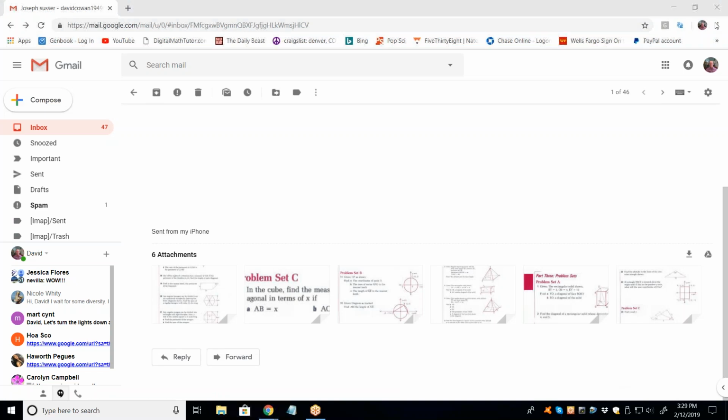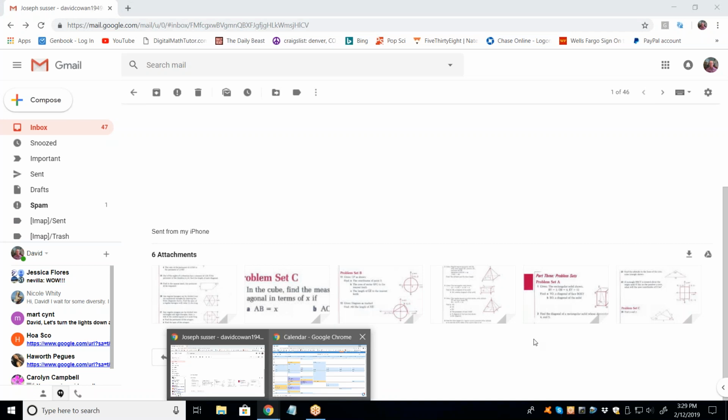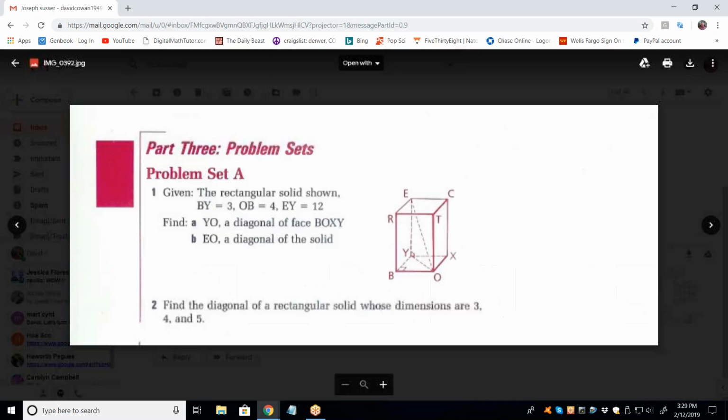All right, so I got these 6 attachments. We want to start with this one here. Okay. So there's the hard way and the easy way to do this. Since they ask for y0, let's start with that.